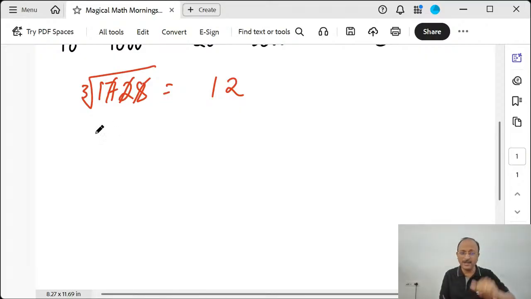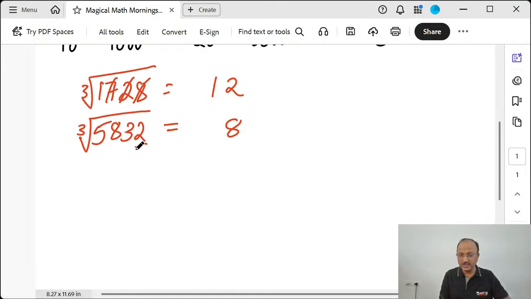Suppose we go to a little bigger number, for example 5832. And you want to find out its cube root. The unit digit 2 means the cube root's unit digit should end with 8. Afterwards, what we should do? Strike off 3 numbers. Now, 5 is not a perfect cube.